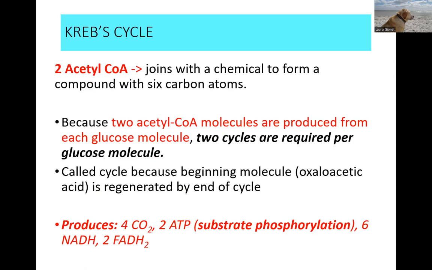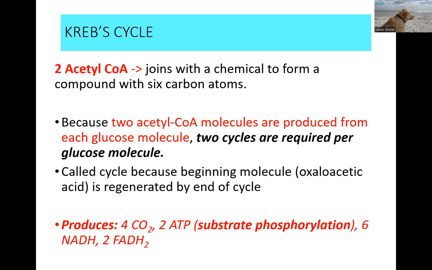The Krebs cycle means we're going to go around in a circle. So our 2 acetyl-CoA are going to now enter into the Krebs cycle, and it's going to join this 4-carbon chain to restore the 6-carbon chain that we started out with. But now we're going to have 2 of them. One crank around this cycle for each of these acetyl-CoA that's going to enter. Because 2 acetyl-CoA molecules are produced from each glucose molecule, 2 cycles are required per glucose molecule. It's called a cycle because the beginning molecule, oxaloacetate, is regenerated by the end of the cycle.